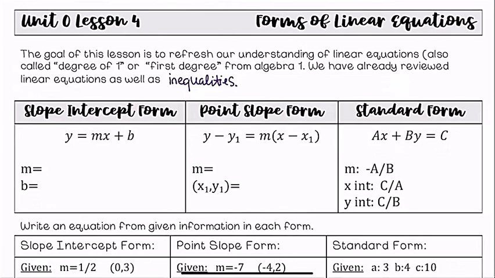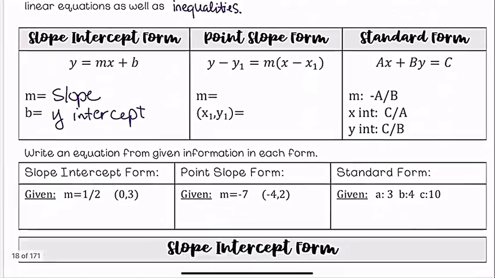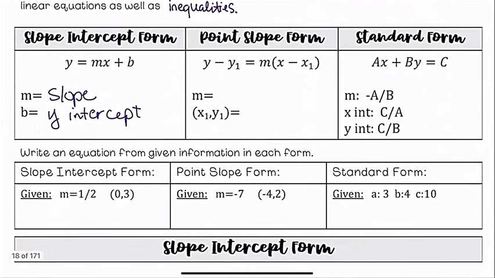So going back over here to slope-intercept form, I have x, y, obviously because it's an equation that's going to get graphed. And then I have an m and a b. The m is going to be our slope, which is rise over run. And the b is our y-intercept, which is wherever our graph is going to intersect with the y-axis. And then right below here, it says write an equation from given information in each form.